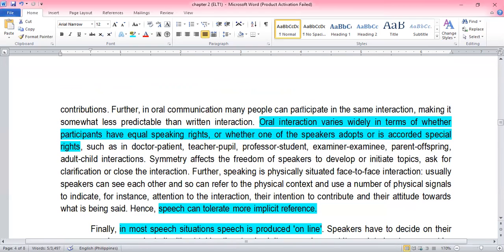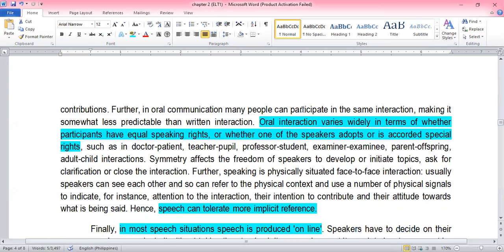Okay? Oral interaction varies widely in terms of whether participants have equal speaking rights or whether one of the speakers adopts or is accorded special rights. Now, this is also another factor that can hinder the process of speech. Kasi maybe your status with the one that you're speaking with is different from yours. So, kagaya nito, example, you're a patient and you're talking to a doctor, you're a pupil talking to your teacher, you're a student talking to your professor, you're an examinee talking to your examiner, you are a child talking to your mother or father. So, and so on and so forth.